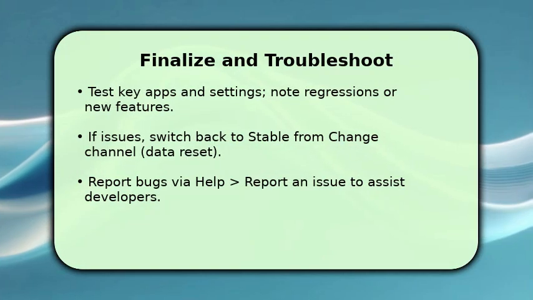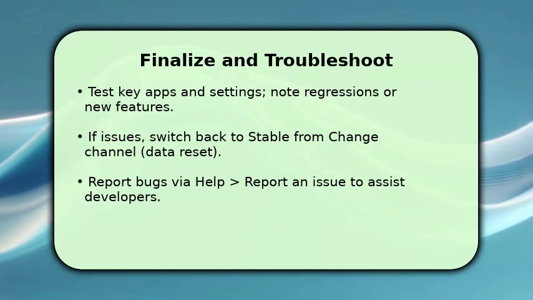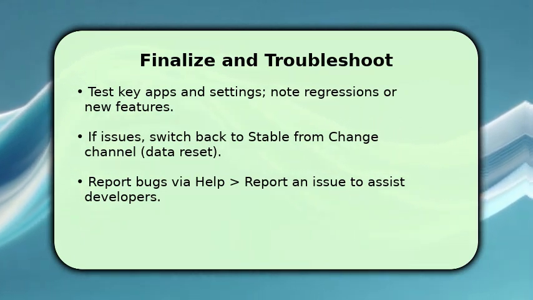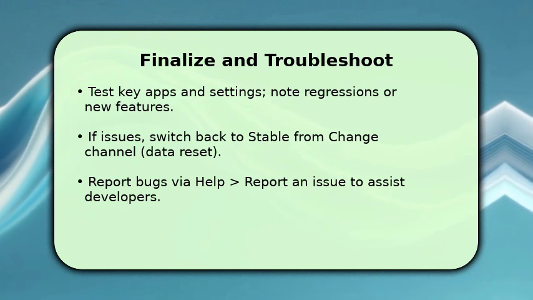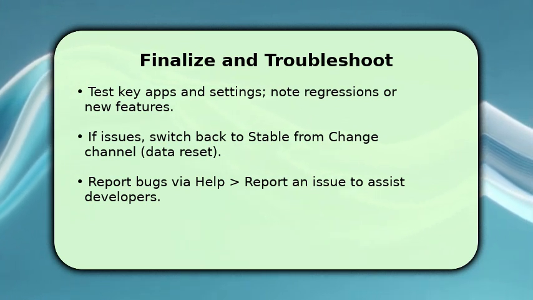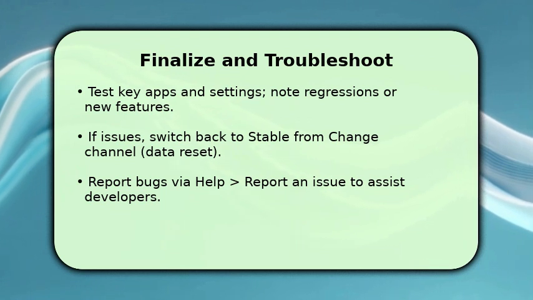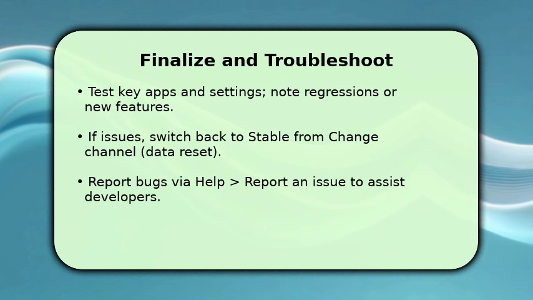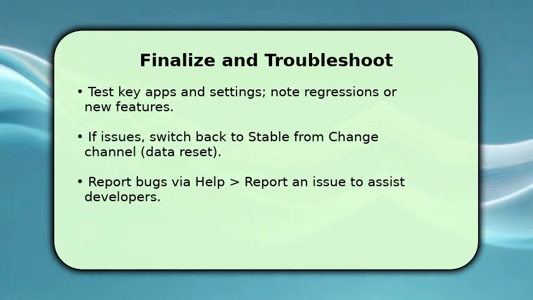You should now test core workflows, web apps, Android apps, peripherals, and networking. If a critical regression appears, you can revert to stable via change channel, but know that switching channels often performs a power wash that wipes local data, so restore from backup afterward. If things run well, continue using beta and file issues through Help Report an issue to help engineers.